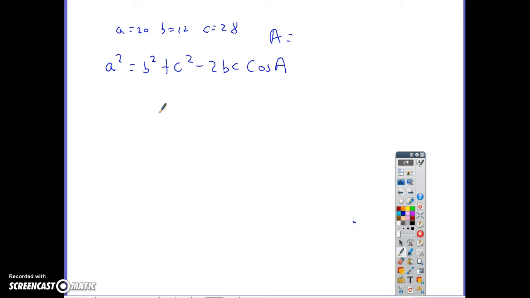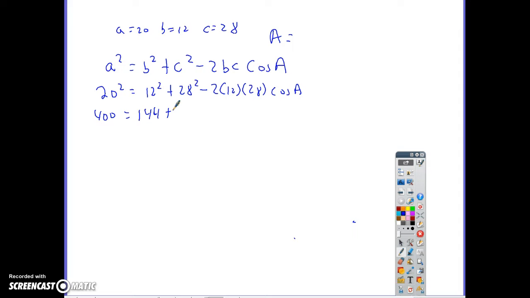A is 20, so I go 20 squared equals 12 squared plus 28 squared minus 2 times 12 times 28 times cosine of A. Notice what I'm solving for now: cosine of A, so I'm solving for angle A, correct? Not always going to be that way. Sometimes you're going to be solving for a side that's over here. So 20 squared, I think that's 400. 12 squared is 144.